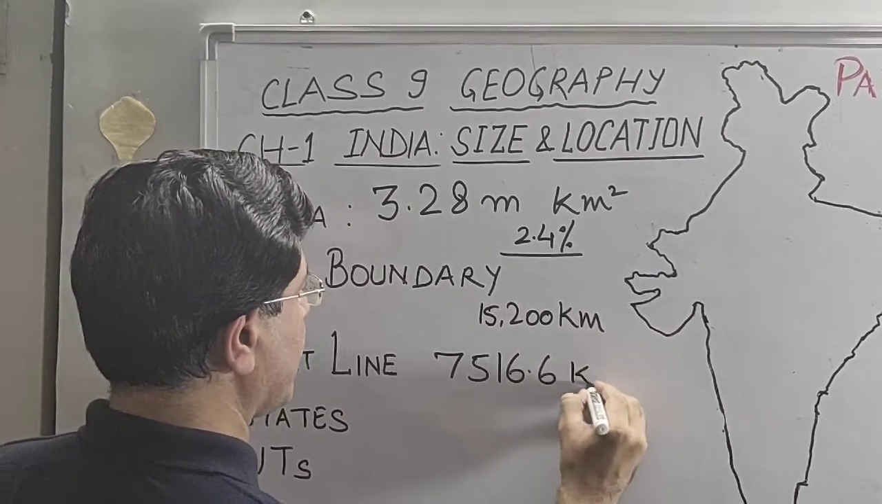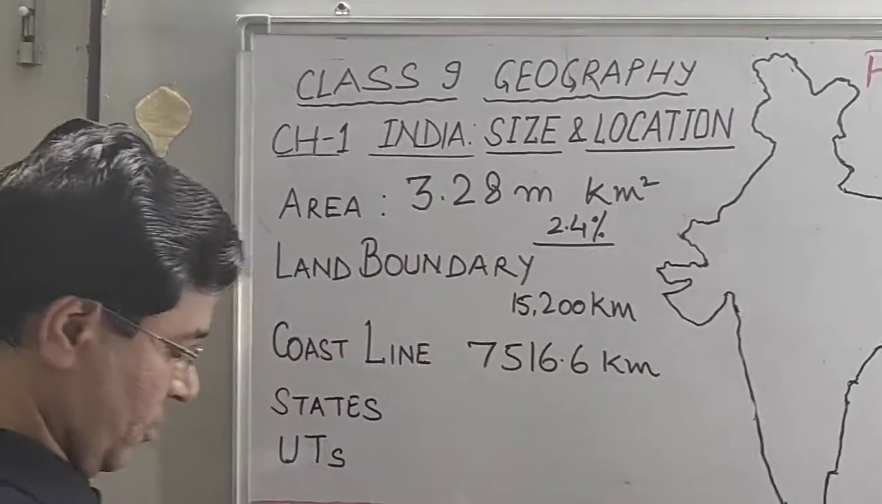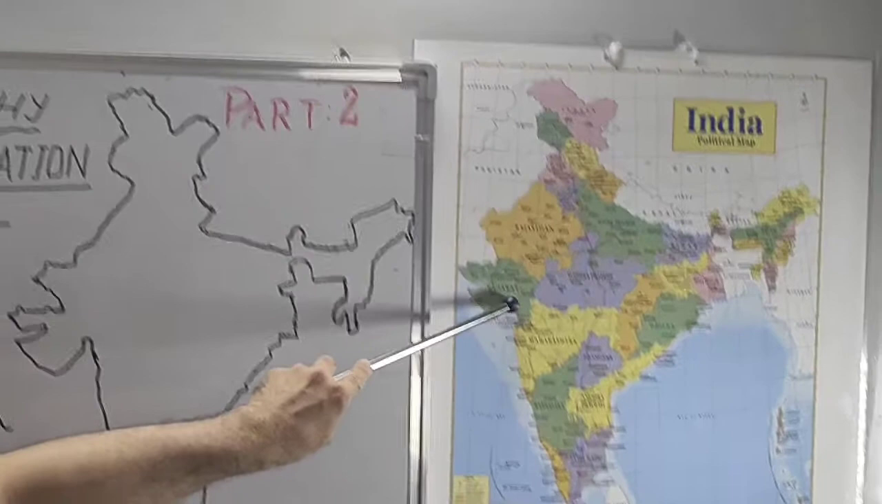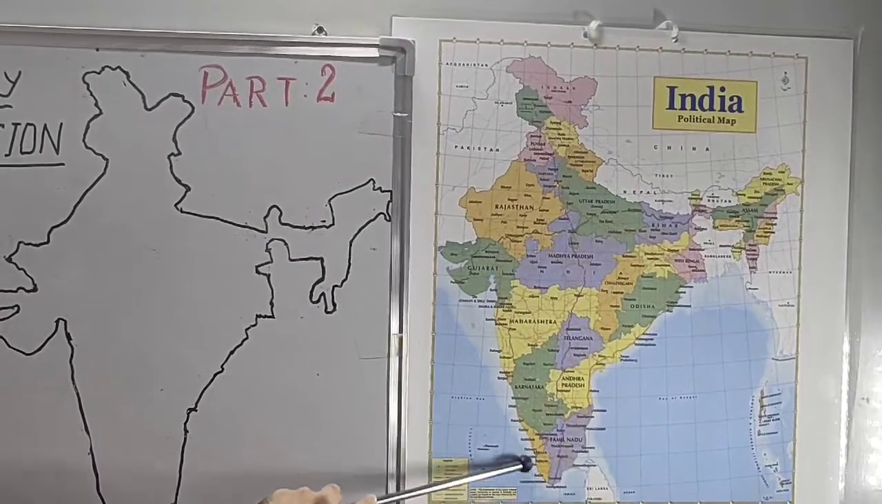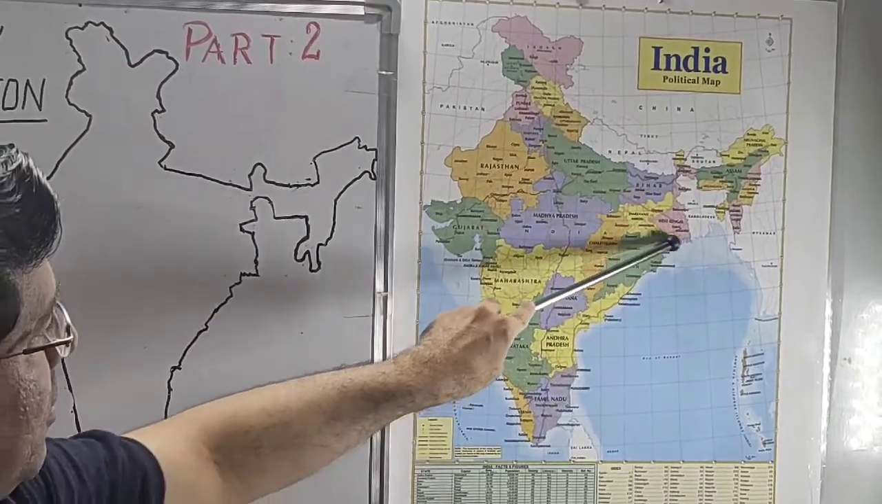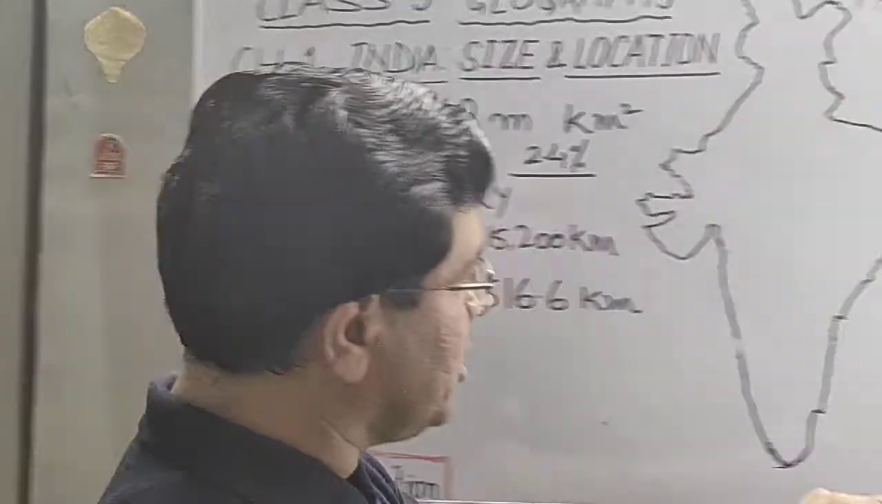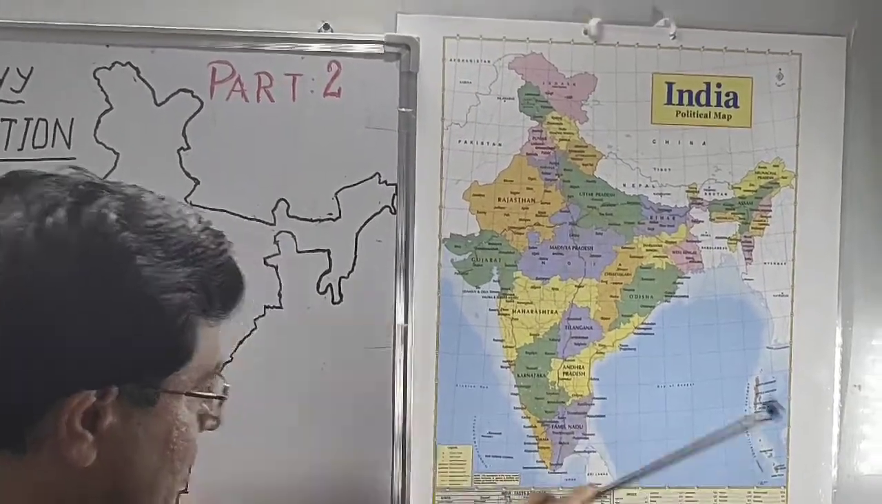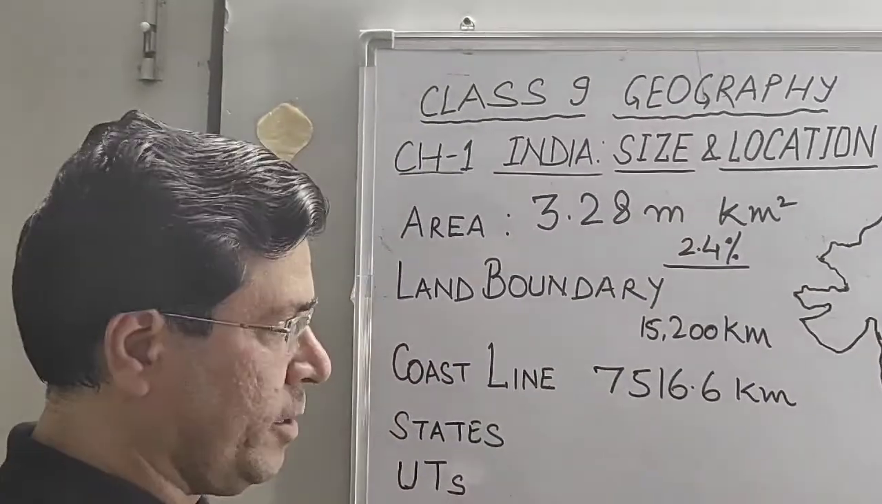Now you see the coastal boundary of India, which is 7,516.6 kilometer. Yes, it starts from Gujarat here. Here we have Arabian Sea, then main Indian Ocean, then Bay of Bengal, and this length includes the island boundary also, including the islands. This is the total coastal boundary.